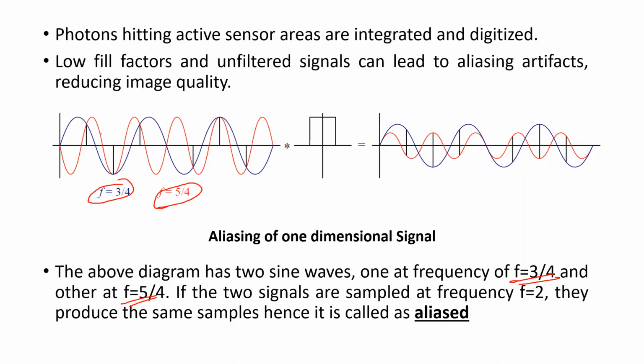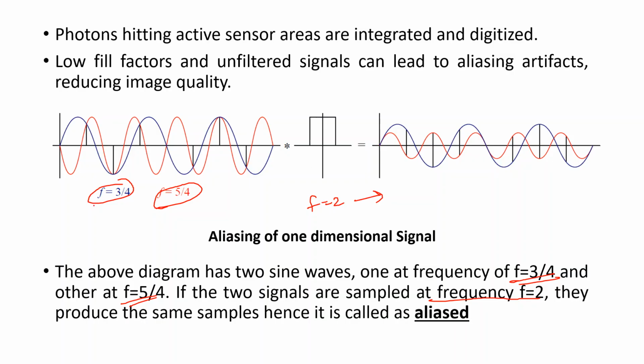Whenever the two sine waves meet each other, the point is marked here with black lines. Whenever the two curves meet, we have represented a black line, and both the waves are sampled at the frequency f equal to 2, and it produces the result shown on the right side of the diagram. Now you see here, after sampling at frequency f equal to 2, we are getting both the waves.